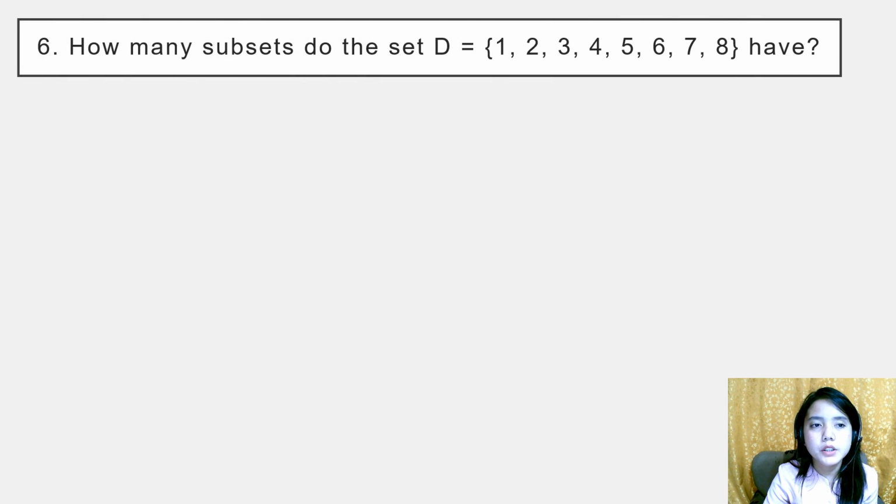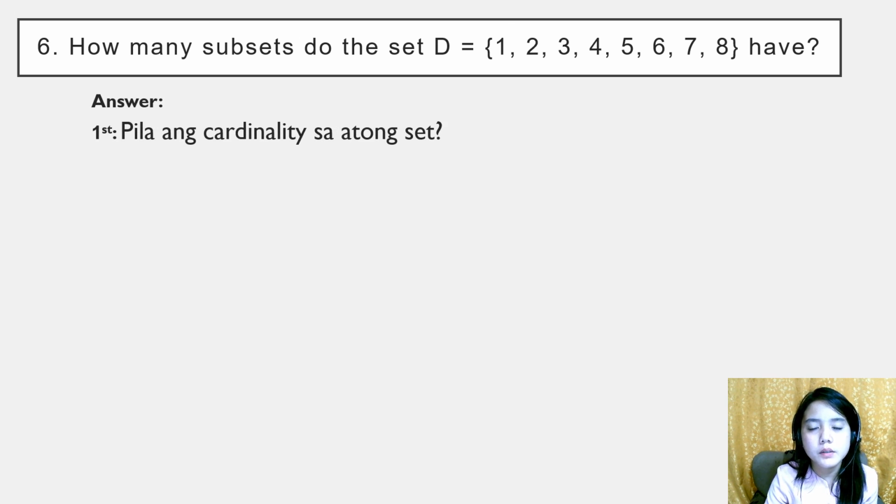Okay, so I will let you answer this one. How many subsets do the set D, 1, 2, 3, 4, 5, 6, 7, 8 have? Okay, answer. Pila ang cardinality sa atong set? We have 2, 4, 6, 8. 8 kabuok. And then, asa ang sunod?